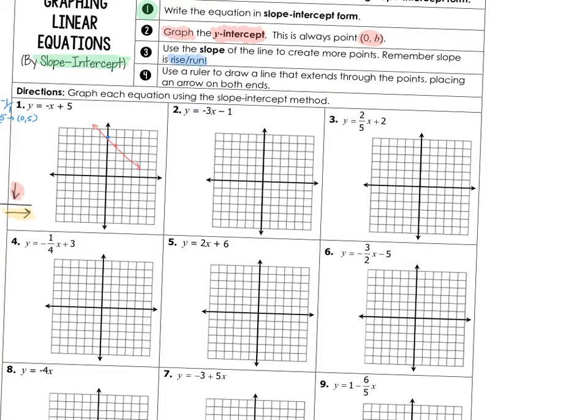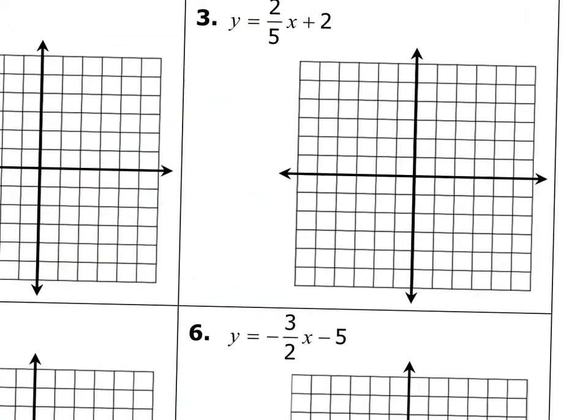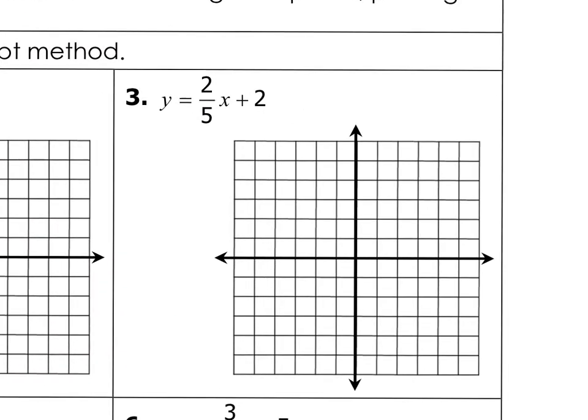Let's try another one. Let's try number 3. All right, let's identify our slope. Our slope is 2 over 5, and our y-intercept is 2, which means that's the ordered pair 0, 2. It is in slope-intercept form, obviously, because we just pulled the slope and the intercept.